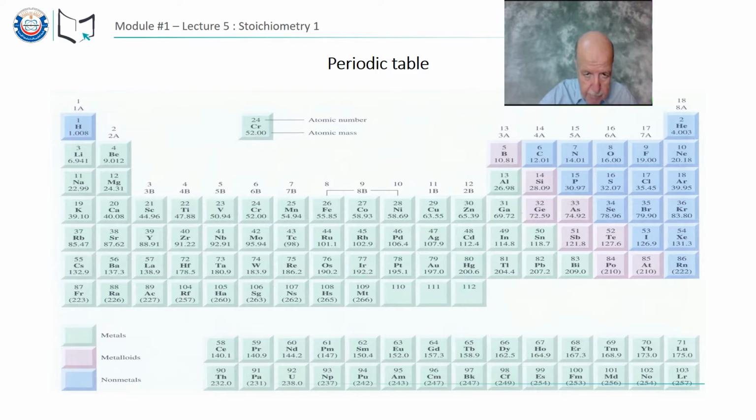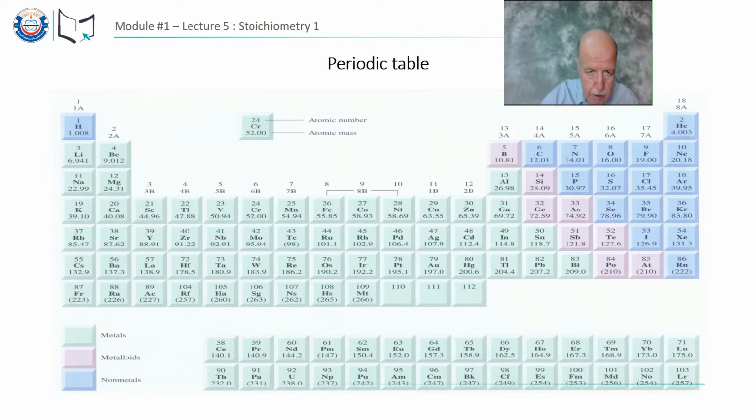So if you look at each atom in the periodic table, there is atomic mass and there is atomic number. Atomic mass is important in chemical calculations. For chemical properties of chromium, we will look at its atomic number. But here now, we will look at the atomic mass. What does that mean? 52.